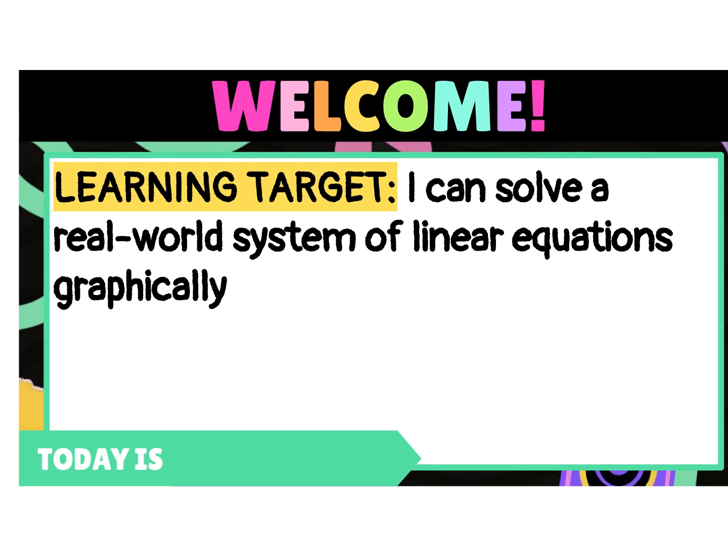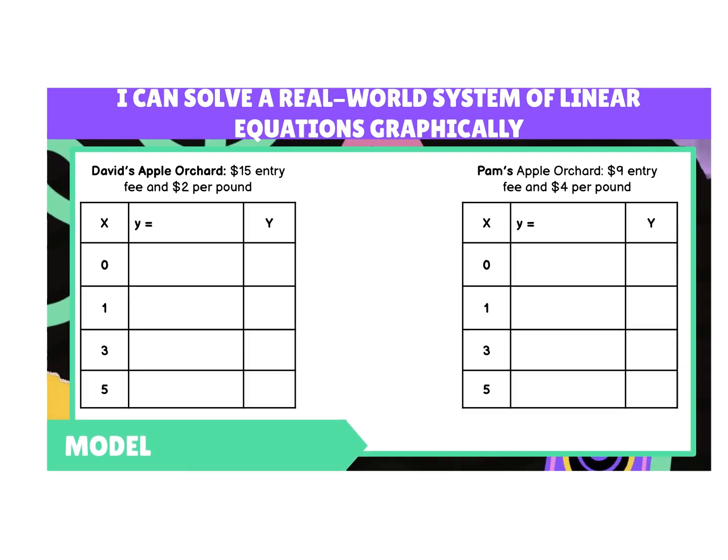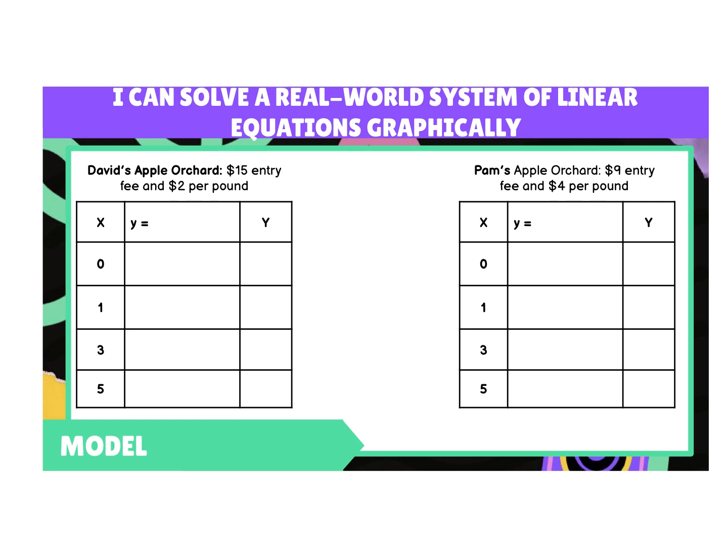So the learning challenge today is we can solve a real-world system of linear equations graphically. And so we're going to use a table to solve today, which we've done before when we were graphing linear equations. So it says David's apple orchard has a $15 entry fee and $2 per pound. So we know that's going to be our 2x plus 15.